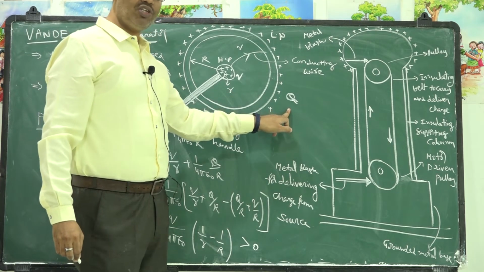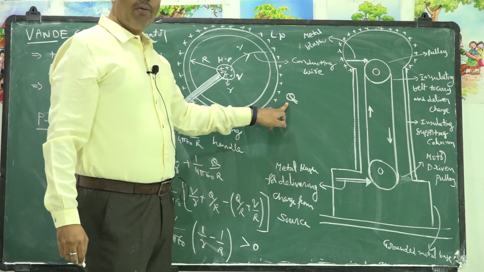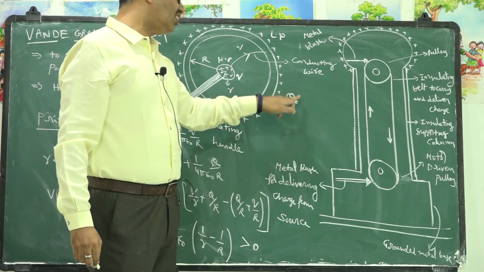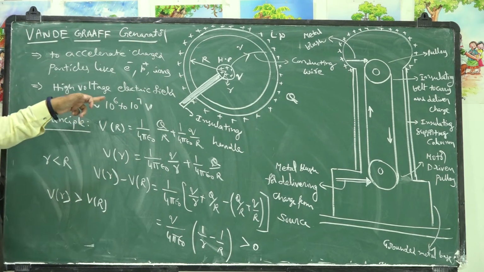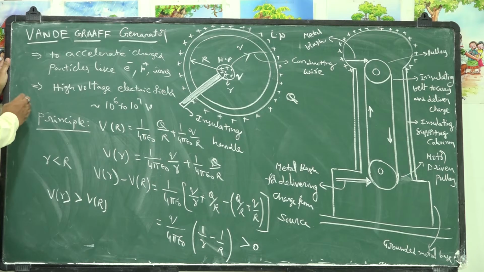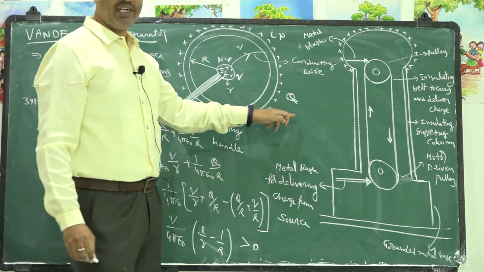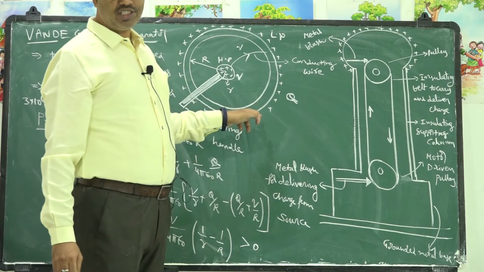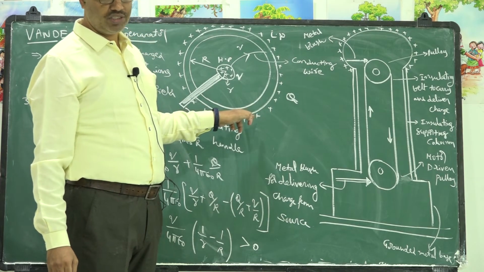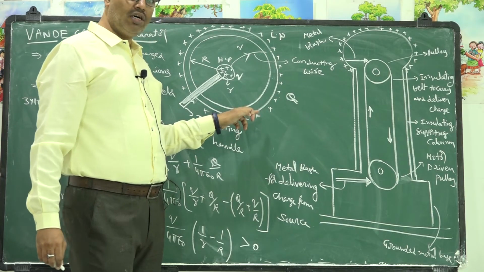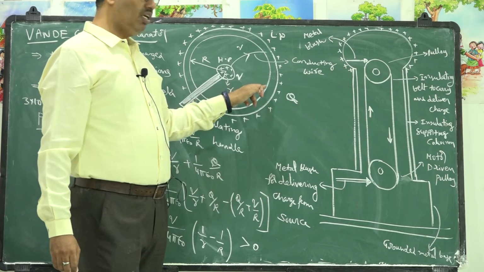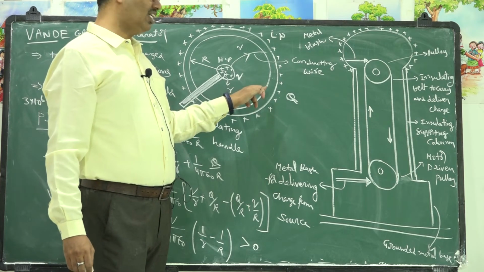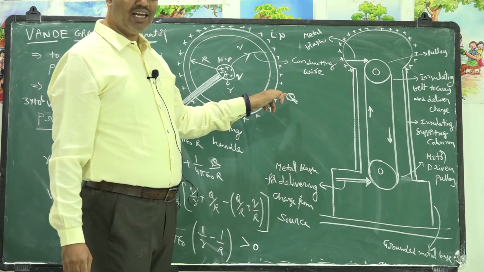You can generate the potential up to a maximum value such that the air in the vicinity breaks down. Almost 3 into 10 power 6 volts you can generate. Approximately 3 into 10 power 6 volts is the breakdown voltage of the air in the vicinity. As we have seen in the last concept, we discussed corona discharge. In corona discharge, the charge on the sharp edge of a conductor becomes more and more such that it may lead to the breakdown of air in the vicinity.